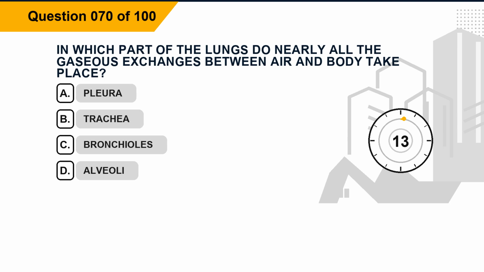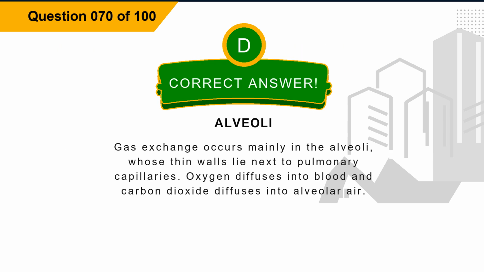Question 70. In which part of the lungs do nearly all the gaseous exchanges between air and body take place? Option A, pleura. Option B, trachea. Option C, bronchioles. Option D, alveoli. The correct answer is option D, alveoli. Explanation. Gas exchange occurs mainly in the alveoli, whose thin walls lie next to pulmonary capillaries. Oxygen diffuses into blood and carbon dioxide diffuses into alveolar air.